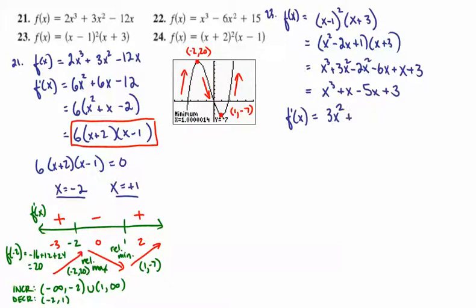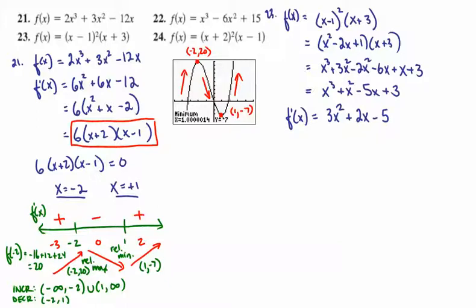Okay, hang on one second. So that should have been x squared above there. So 3x squared minus 2x squared should have left us with 1x squared. Now we take the derivative: 3x squared plus 2x minus 5, and that is our derivative.